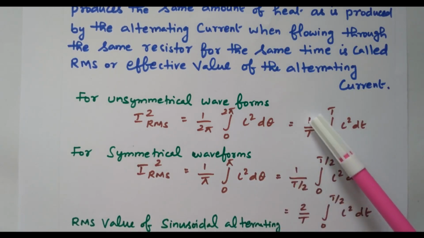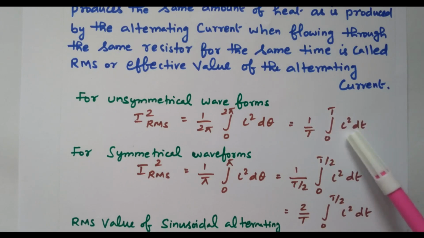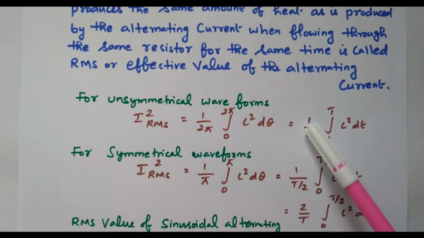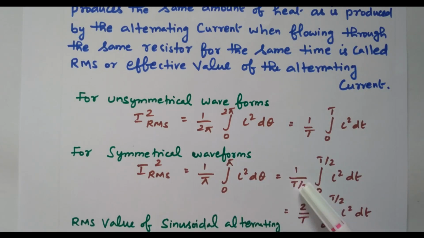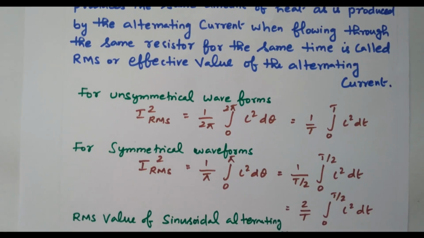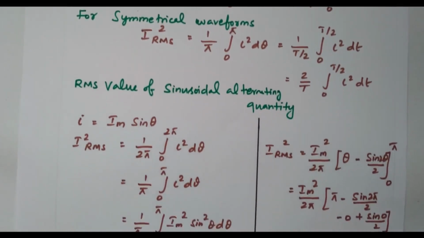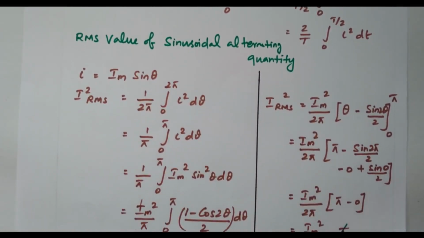So here, what is that? 1 by T, integral 0 to T, I square dt. This is a general term. T is nothing but the time period. It may be 2 pi or pi, or T by 2, meaning half cycle. So this is a general formula. The T may be 2 pi or it may be pi. Now we'll go to the alternating quantity. We'll see the RMS value.